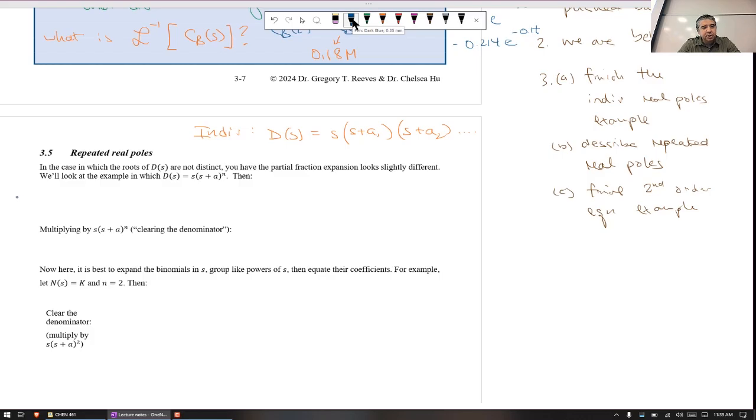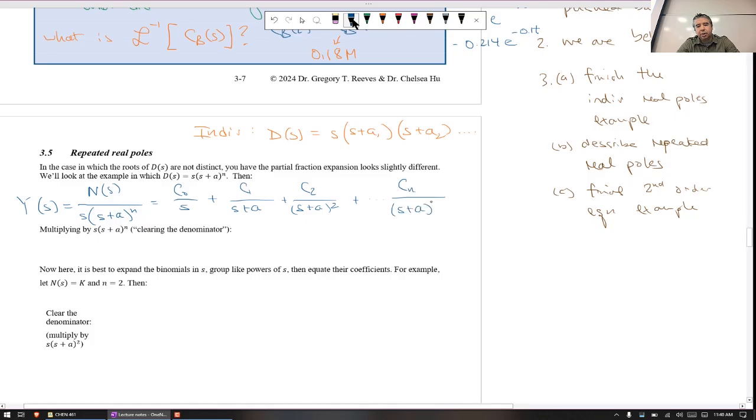So since our denominator is defined that way, let's write out the whole thing. Let's say we are in this situation where Y of s is equal to our numerator, N of s, over s times the quantity s plus a to the nth power. And we partial fraction expand that. You get c0 over s plus c1 over s plus a plus c2 over s plus a quantity squared, up to cn over s plus a to the nth power.